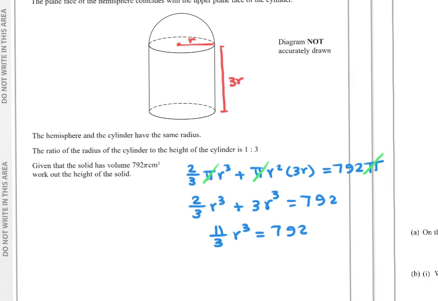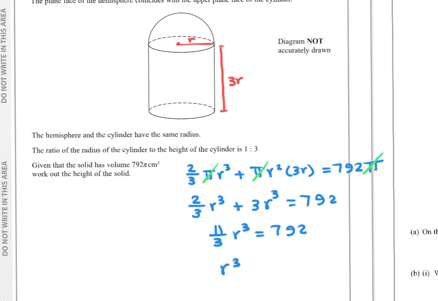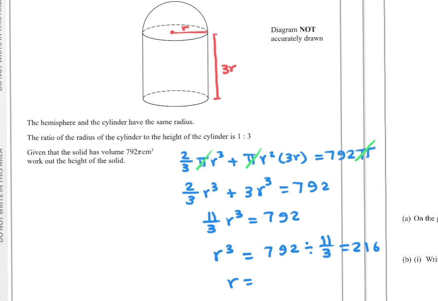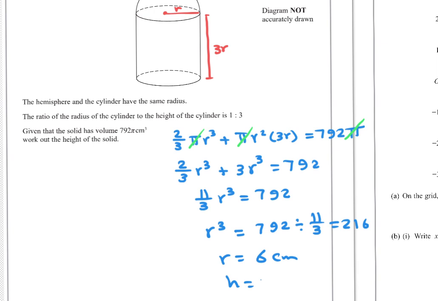Divide by 11 over 3. So R cubed equals 792 divided by 11 over 3 equals 216. Now take the cube root of both sides, so R equals 6 centimeters. So the height equals 3R, so 3 multiplied by 6 equals 18 centimeters.